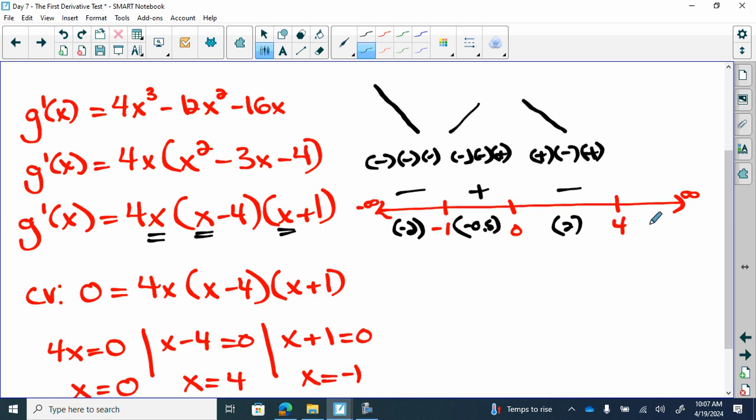And then from 4 to infinity, 5. 4 times 5 is 20. 5 minus 4 is 1. 5 plus 1 is 6. Positive times a positive times a positive is a positive. That means my function is increasing. So basically, if I were to join these sections, my curve would roughly look like this. Arrow on this end, arrow on that end.